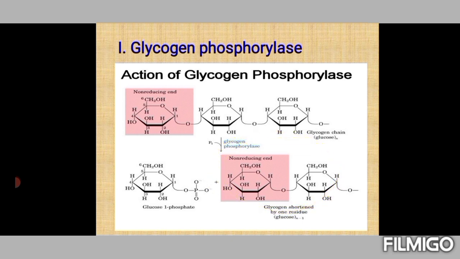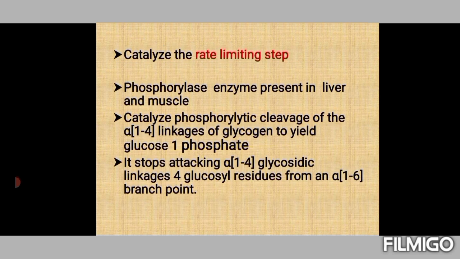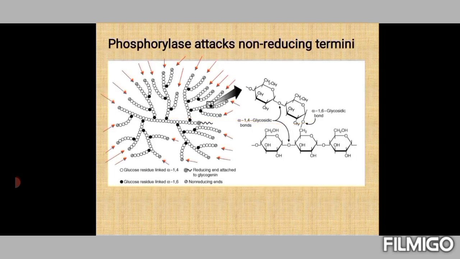Because that 1 unit is released as glucose 1-phosphate, and this particular unit becomes the new non-reducing end, from where it can again attack here, this point, till it reaches 4 units away from a side branch. Rate limiting step, present in liver and muscle. Alpha-1,4 linkage is the one attacked till it reaches 4 units, this one, 4 units away from the 1,6 branch point. So that is the point to be remembered here.